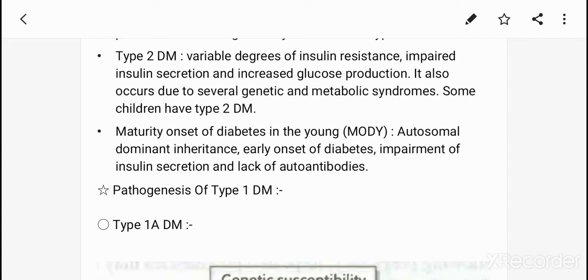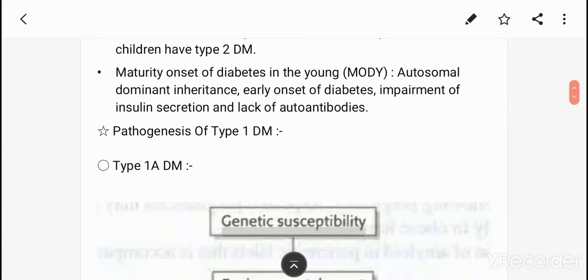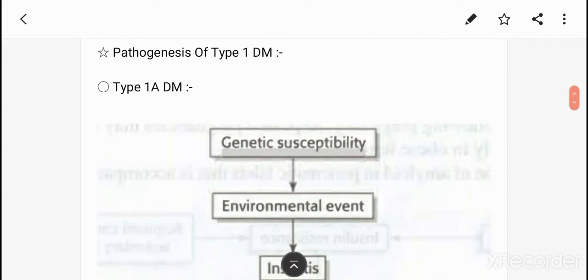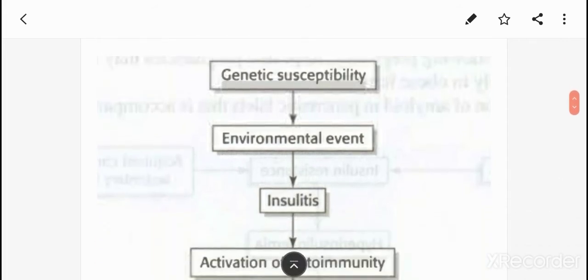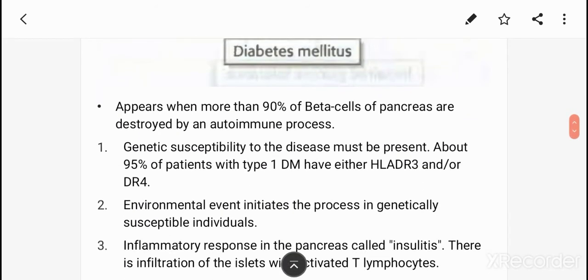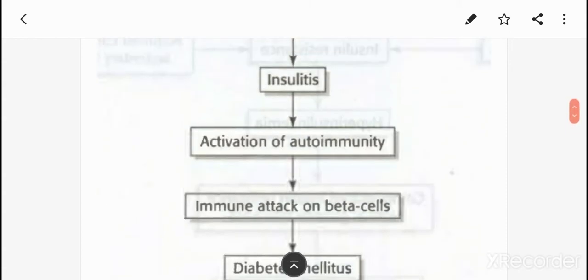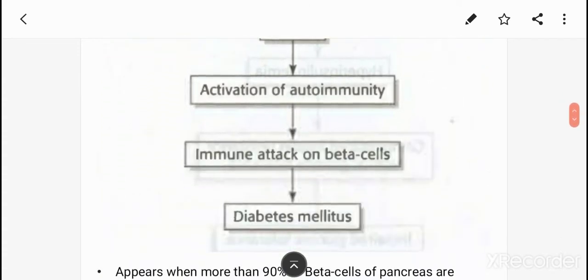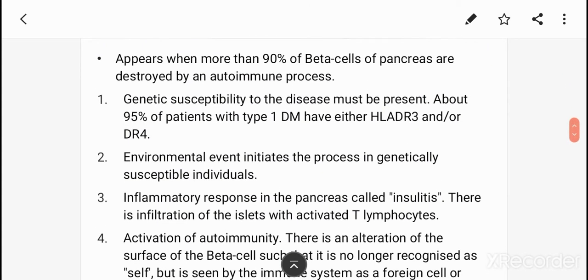Now let us discuss why type 1 diabetes mellitus occurs, that is the pathogenesis of type 1 DM. First we will discuss type 1A. In type 1A, this is the flow chart. First, there is a genetic susceptibility. By that we mean that genetic susceptibility to the disease must be present. About 95% of patients with type 1 DM have HLA-DR3 and/or DR4. The second step is the environmental event, which initiates the process in genetically susceptible individuals.